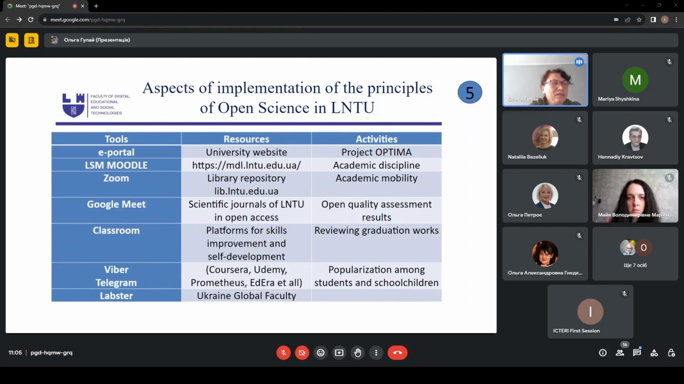Analyzing the educational and scientific activities of LNTU, we give an example of each component in a table. The openness of the educational environment is demonstrated by the LNTU website. The main educational platform is LMS Moodle. The platforms for skill development and self-development contain links to educational resources offering formal and informal learning.